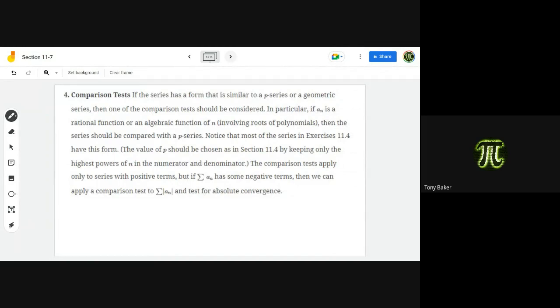Your comparison tests. Don't have to write down this whole big block of text. I have the comparison tests broken down in the next 2 slides. This is where we're looking at comparing it to another series that I already know. You have to choose something that you know. So in this case, the vast majority of the time that you're doing it, you're comparing it to either a p-series or a geometric series, because those are two that you can quickly look at and tell me if they're going to be convergent or divergent.